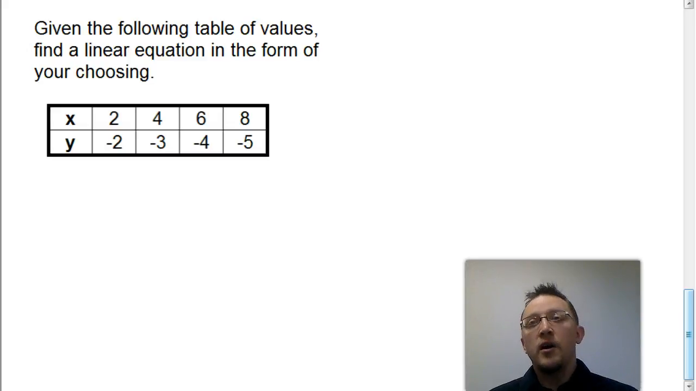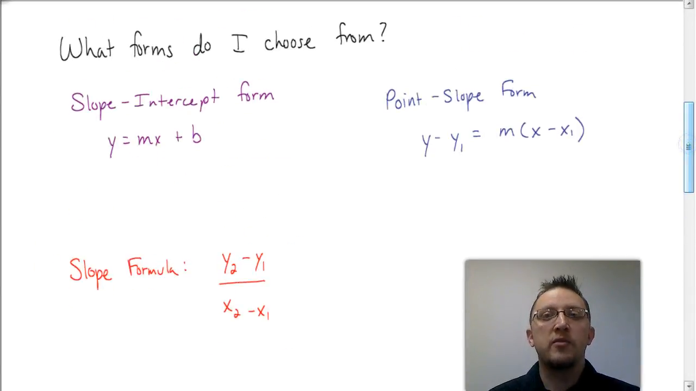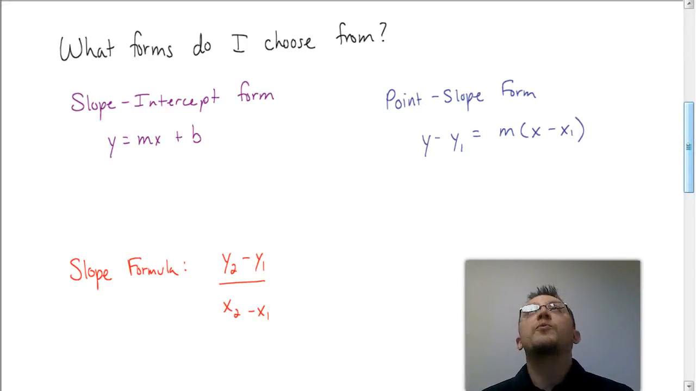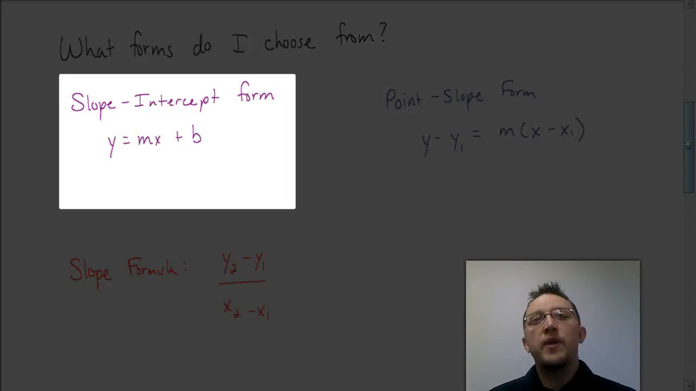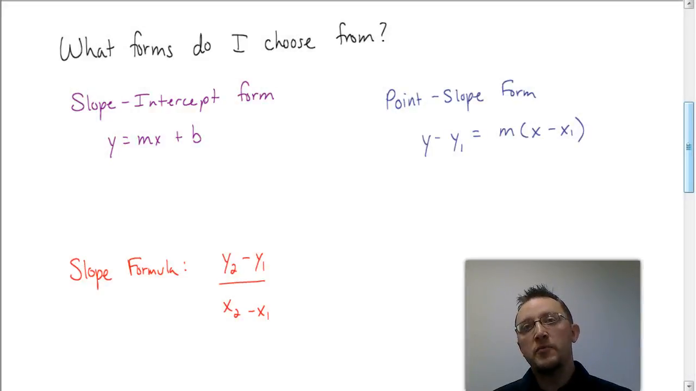Now, like I said, we could come up with an equation in the form of our choosing. What does that mean? What forms are we referring to? Let's take a minute and look at some of these forms. You might recall that we have the slope-intercept form as well as the point-slope form. Recall that the slope-intercept form is y equals mx plus b, where m represents the slope of the line and b represents the y-intercept. It's important to remember it is the y-intercept, not the x-intercept.